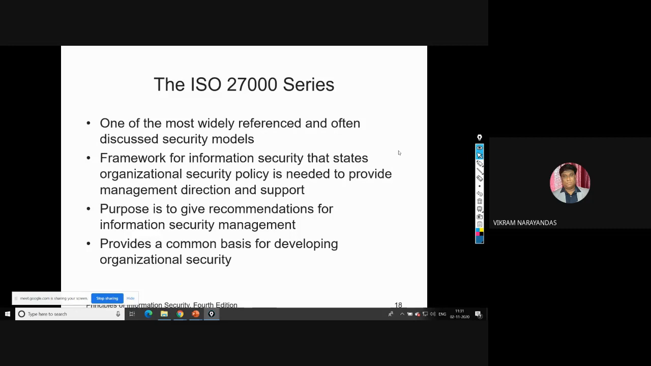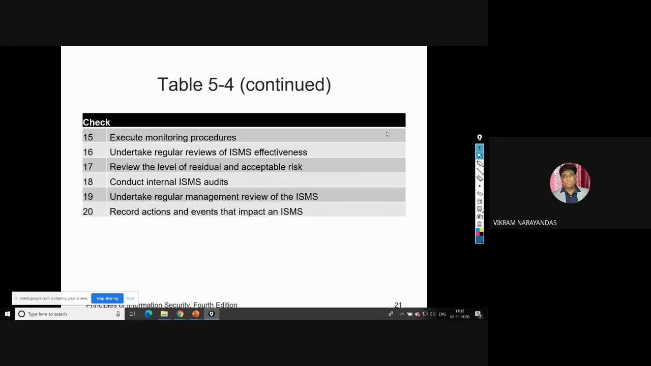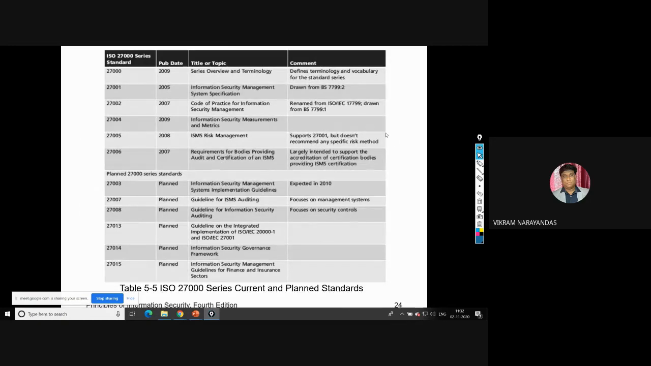So we have the ISO 27000 series, one of the most widely referenced and often discussed security models, specifically reserved by the ISO for information security matters. This 27000 series aligns with a number of other topics, including ISO 9000, that is quality management, and ISO 14000, environmental management here. The 27000 series will be populated with a range of individual standards and documents here. So we'll discuss some of the standards here. ISO 27000 series current and planned standards.